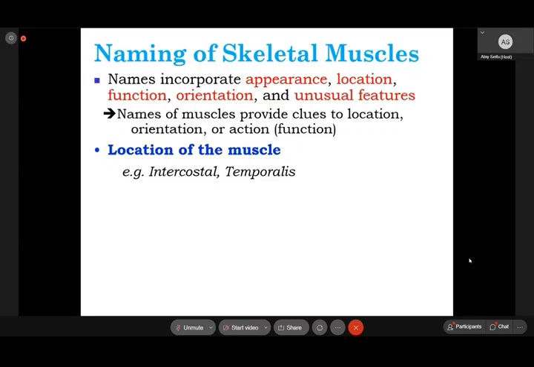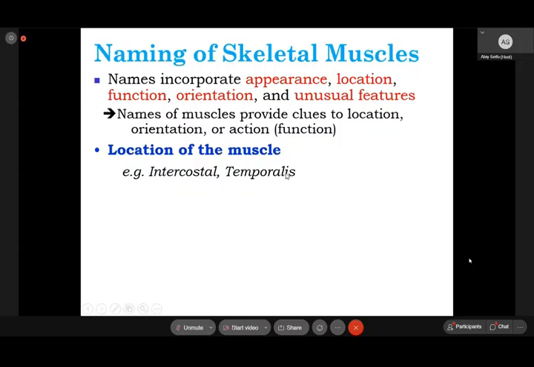Inter means in between, which is a muscle found in between the costal ribs. You know, there are 12 pairs of ribs. In between two ribs, there is a space, the intercostal space. That intercostal space is filled by the intercostal muscle. You see, the name indicates where it is found.